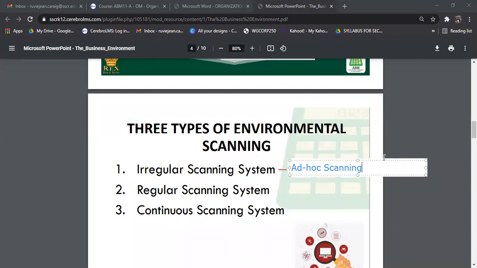So sabi nga natin, di ba, internal scanning, external scanning. When we talk about ad hoc scanning, these systems are used when an organization needs information for planning assumptions and conducts scans for that purpose only. These scans are usually short-term and end when the situation has been resolved.